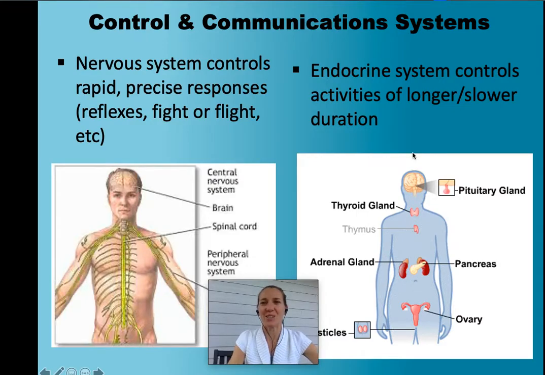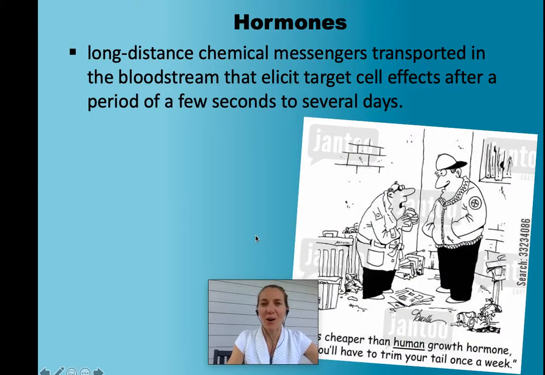With the endocrine system, it's going to control activities of slower duration, so think metabolism, growth, development, those sorts of activities. Let's put a formal definition on hormones. So long-distance chemical messengers transported in the bloodstream that are going to elicit effects in a target cell after a period of a few seconds to several days.